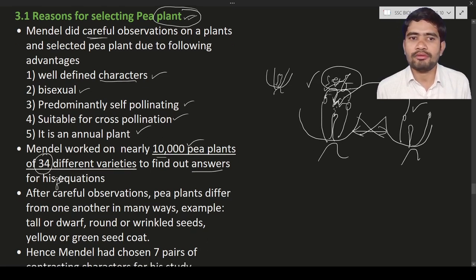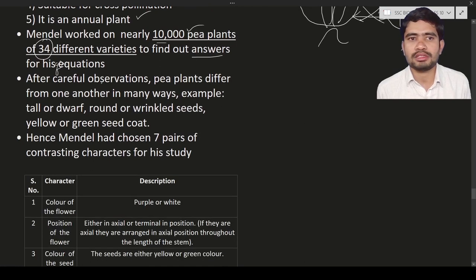After careful observation, the pea plants differ from one another in many ways. For example, some plants were tall, some were dwarf, some had round seeds, some had wrinkled seeds, and so on. These are all different variations that can be seen in the pea plants. Some pea plants were smaller, some were taller. Why such variation? This is due to the characteristics or traits present in the plants.